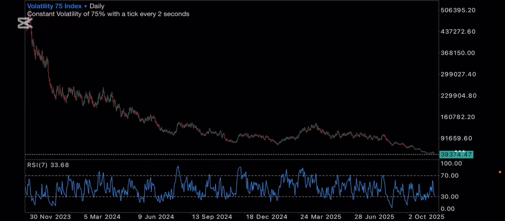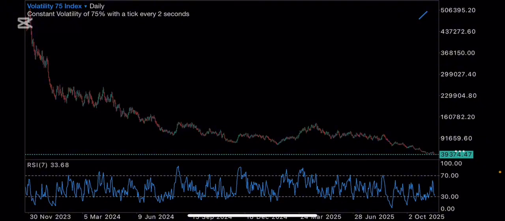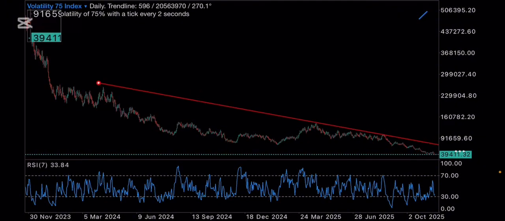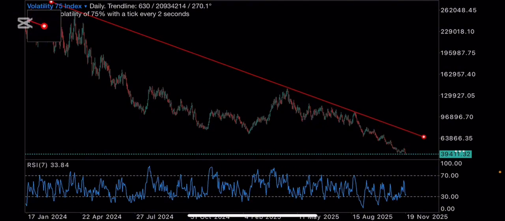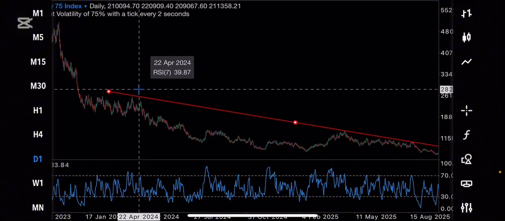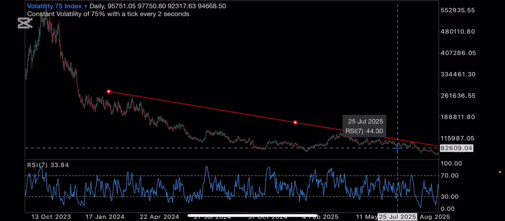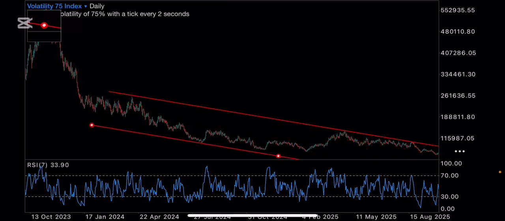Where I'm going to start drawing my lines from is I'm just going to pick out a spot that looks a little bit consistent. If I'm drawing the line from this particular point here, you can see how V75 has dropped down from this top all the way through these other places. So what I'm going to do is copy that line and replicate it.